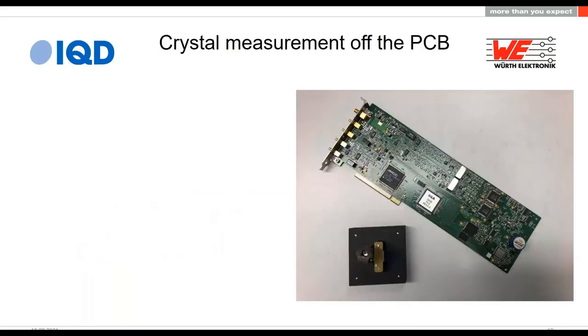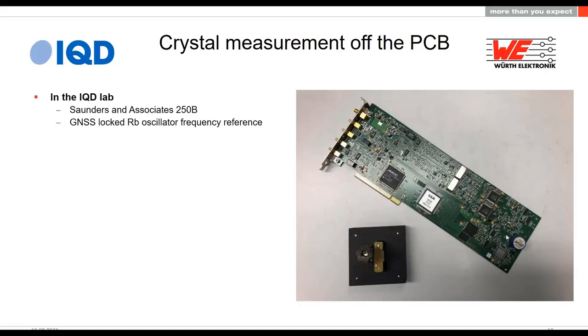Okay, the next measurement we're going to make is we're going to remove the crystal from the PCB and measure the crystal in the lab under ideal conditions. And so how are we going to do that? What I'm going to use is this equipment called the Saunders 250B. There are other guys that do similar equipment. It's actually a network analyzer on a card.